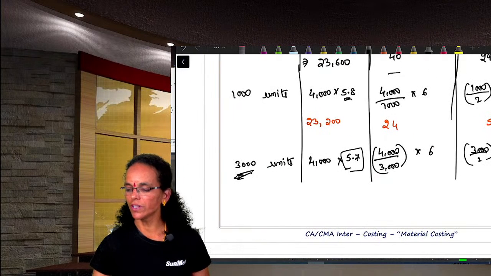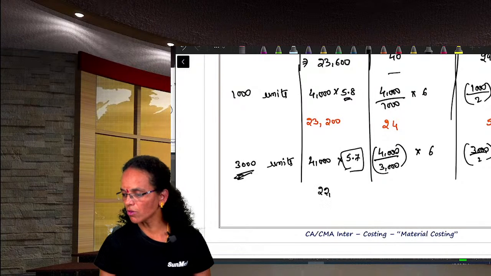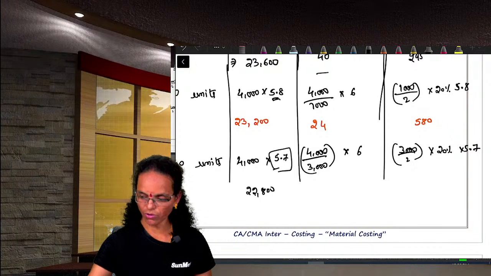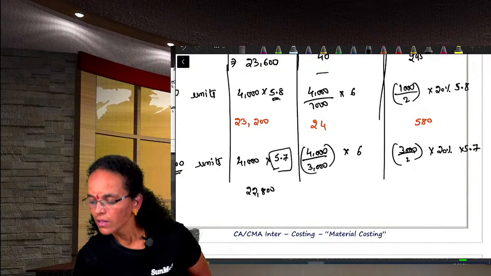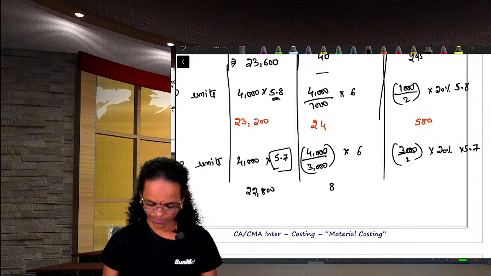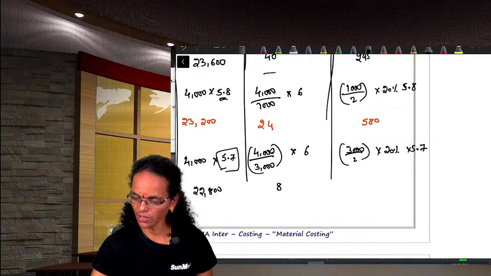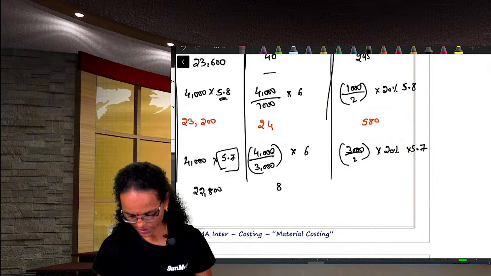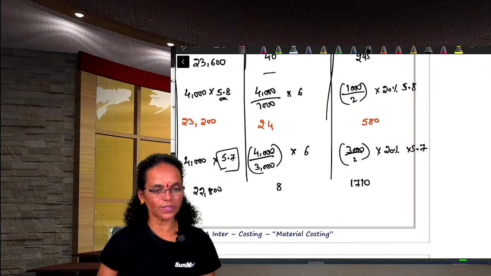4,000 into 5.7, that is 22,800. Next one, 4,000 divided by 3,000 into 6, that is 8. 3,000 divided by 2 into 20% into 5.7, that is 1,710 rupees.